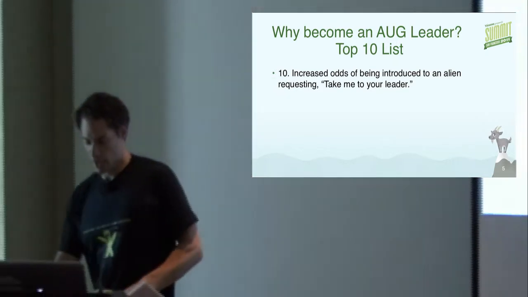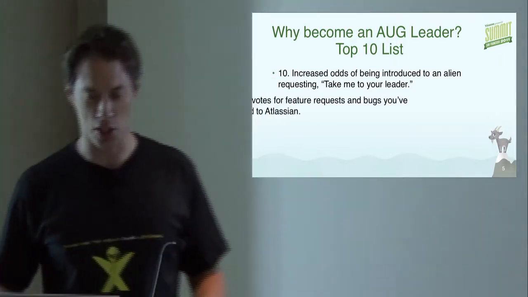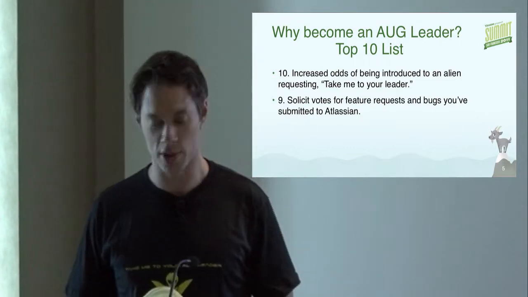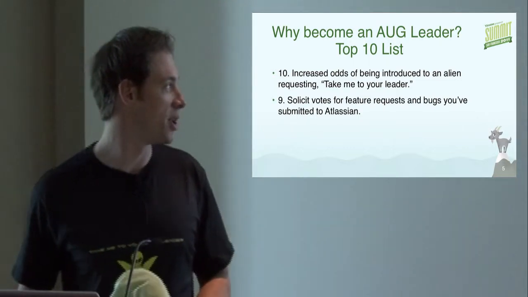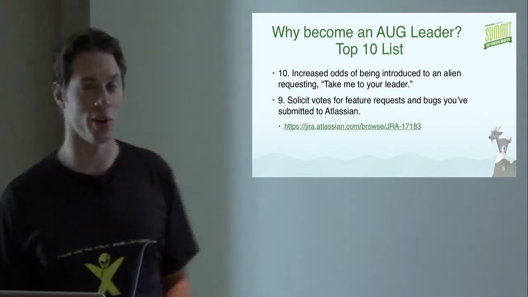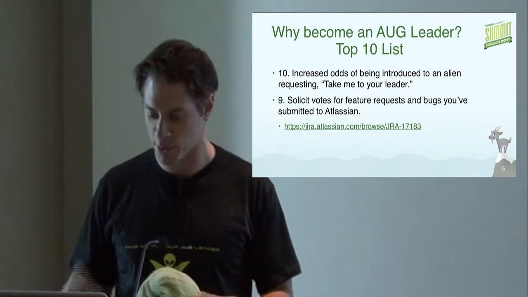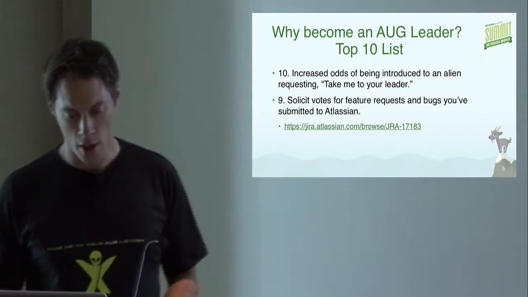So that's number 10. Number 9, it's a great way to solicit votes for feature requests and bugs you've submitted to Atlassian. So here's my shameless plug right here. If anyone wants to go on and send some votes, get this issue fixed. It's about track packs between Jira and Confluence.